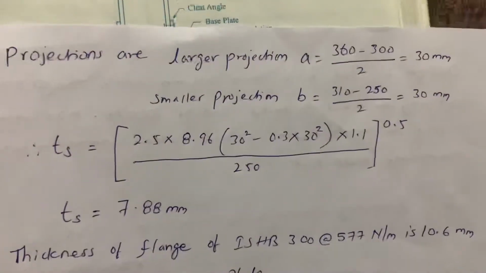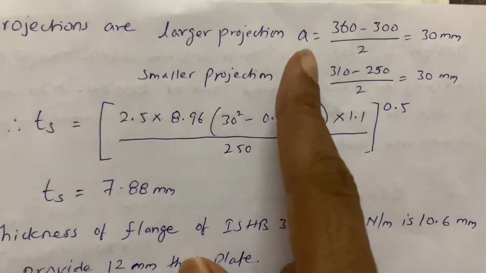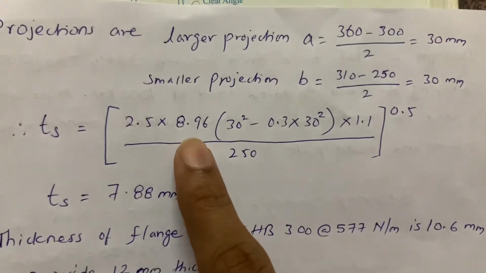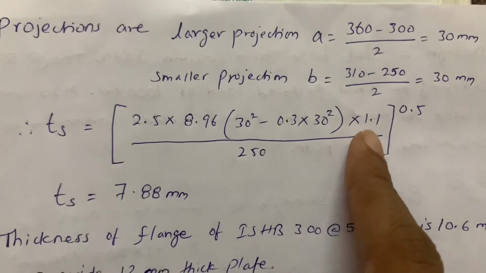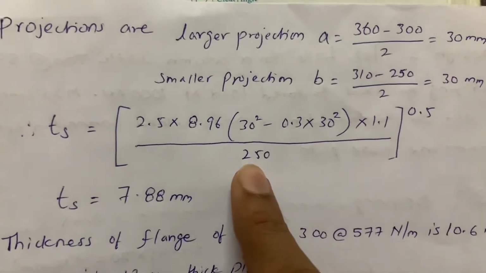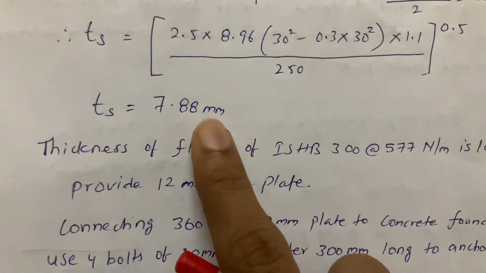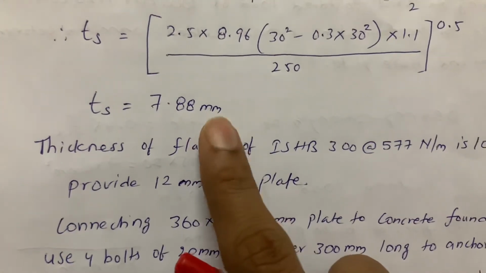Now I am substituting all the values in the equation. 2.5 into w 8.96, 30 square minus 0.3 into 30 square, into 1.1 which is the gamma m0 value, and the yield stress is 250. So I got ts equal to 7.88 mm, that is the thickness.